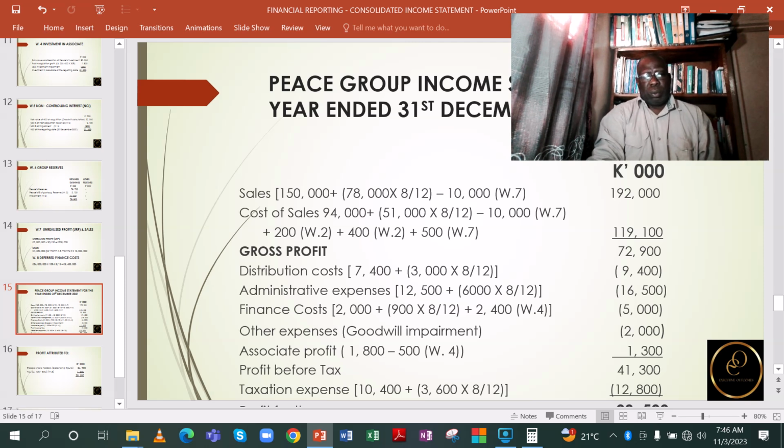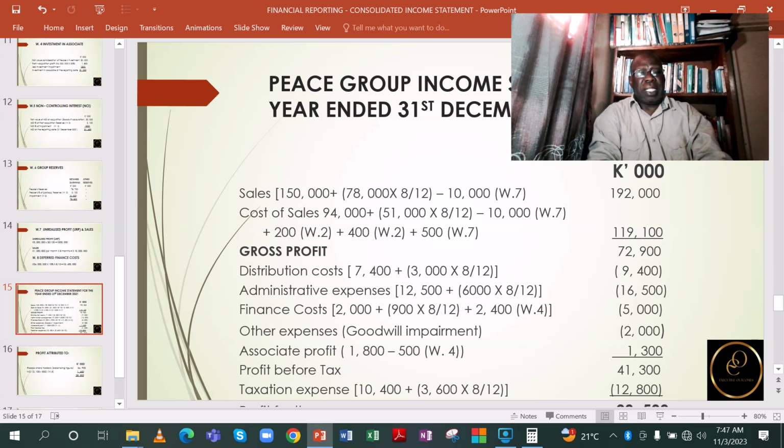Then again, Stable bought goods from Piece. So in the cost of sales, it has purchases, which is sitting at 10 million. Since it's the same group, that was not a purchase. It was just a relocation of stock items from one point in the same group, from Piece, to another point in the same group, Stable. So we cancel that one from the cost of sales, because in terms of a group, it was not a purchase. So we remove 10 million from the cost of sales of Stable. That's why you have 10 million here being subtracted.